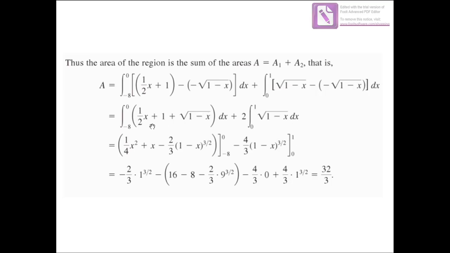Now the integration of half x will be 1 over 4 x squared. Integral of 1 will be x. Integral of root 1 minus x will give us minus 2 over 3 multiplied by (1 minus x) to the power 3 over 2. We evaluate the integral from minus 8 to 0, minus, this 2 will be the same. Integral of root 1 minus x will be 2 over 3 multiplied by (1 minus x) to the 3 over 2, and since here we have 2, it will be 4 over 3. We evaluate from 0 to 1. Now replacing x by 0, then replacing x by minus 8, minus. Here replacing x by 1, then minus replacing x by 0. We'll get the final result, which is 32 over 3.